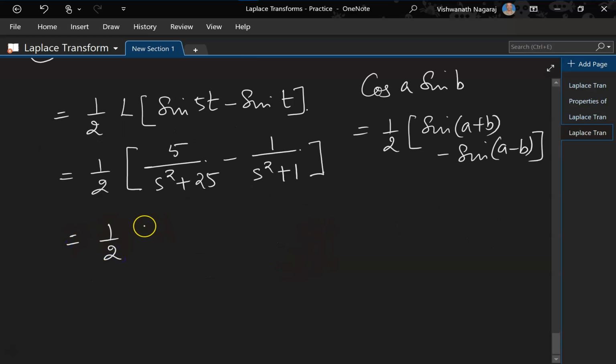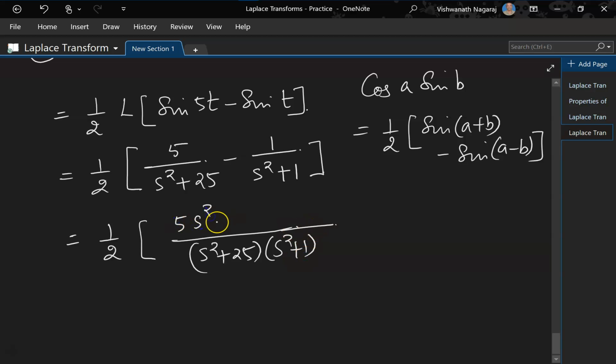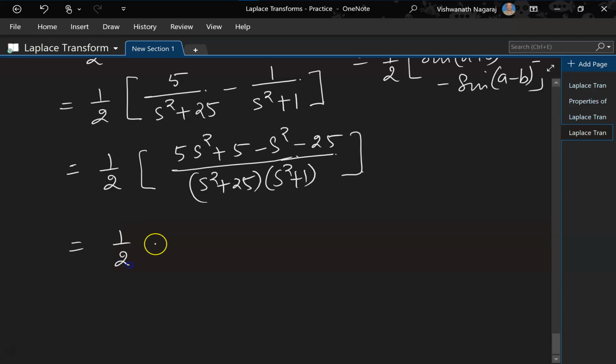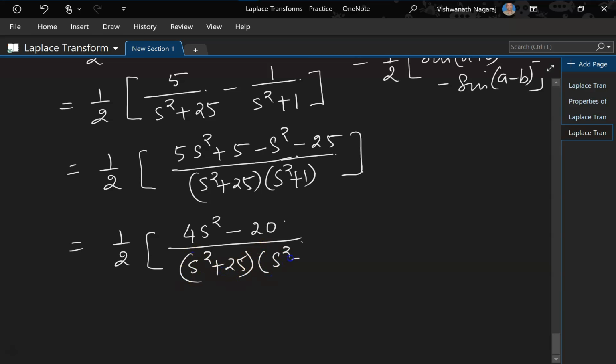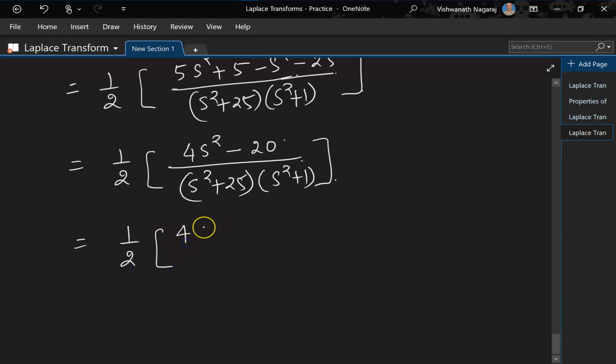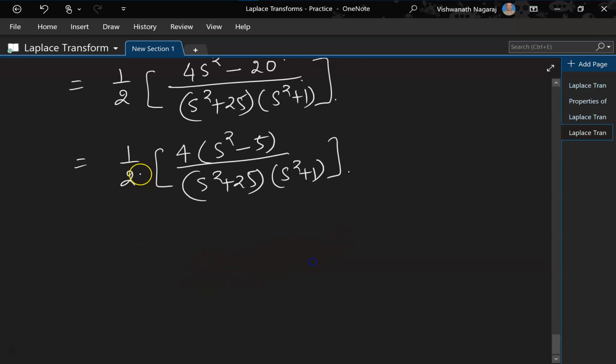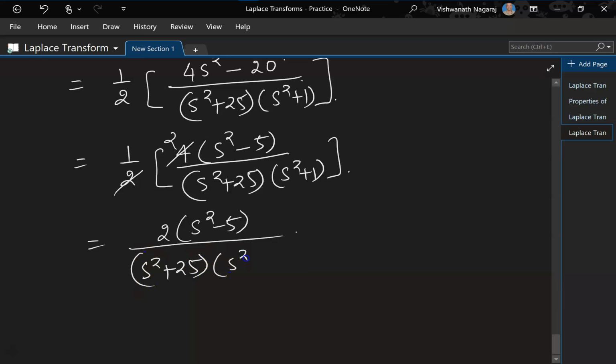And now we just simplify it. So s square plus 25, s square plus 1, 5s square plus 5 minus s square minus 25, which would be 1 by 2 times 4s square minus 20 by s square plus 25 s square plus 1, and 1 by 2, 4 we can take it out, so this becomes s square minus 5 by s square plus 25 s square plus 1, so this becomes 2 2's, so we are left with 2 times s square minus 5 divided by s square plus 25 s square plus 1, right?